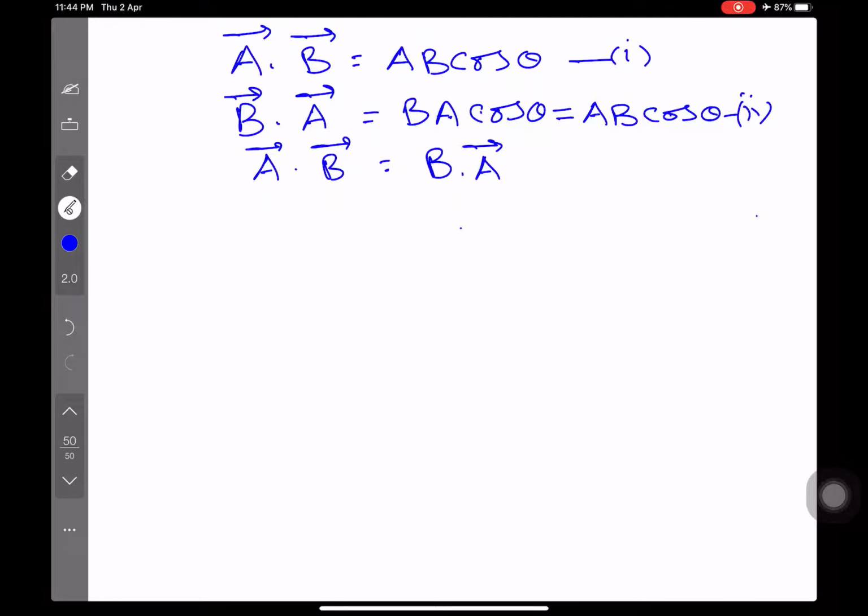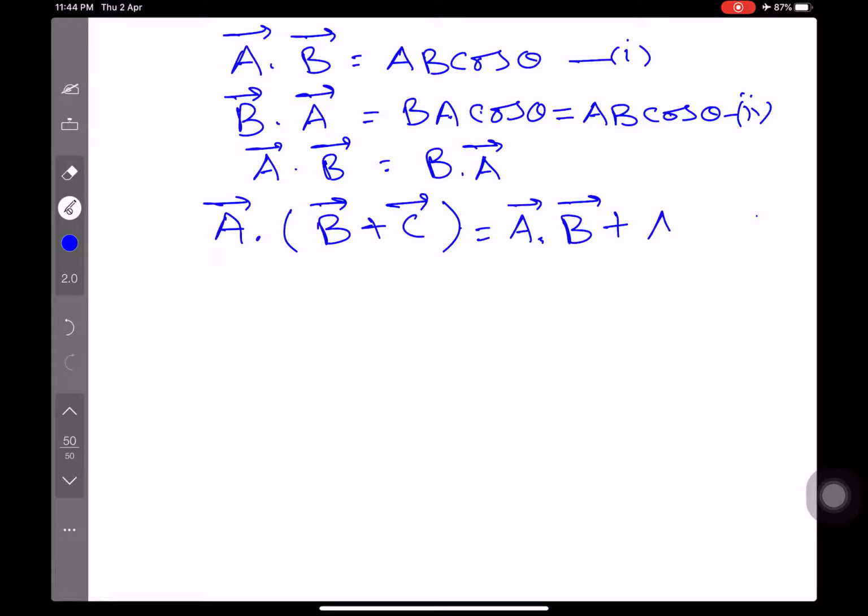Then the second property is that the dot product is distributive. That is A dot (B plus C) equal to A dot B plus A dot C. This is the meaning of the statement that dot product is distributive.